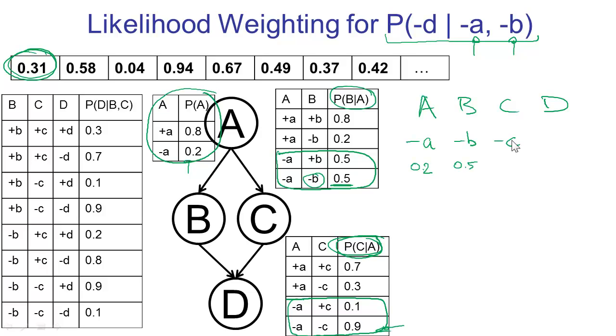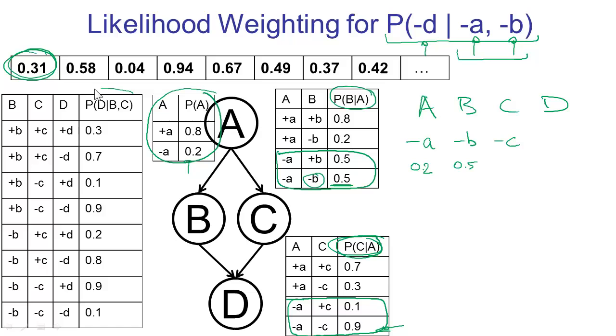Moving on to D. D is not an evidence variable, so we sample it. Note that D does appear over here as minus D, but that doesn't matter in likelihood weighting. What matters is which variables appear as evidence variables. D does not appear as an evidence variable, just as a query variable.